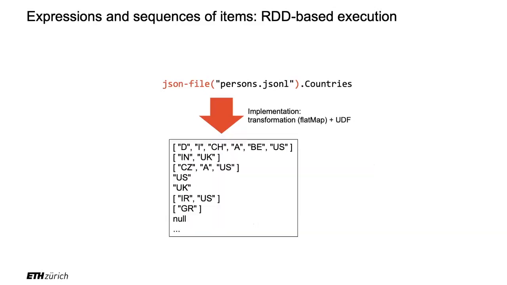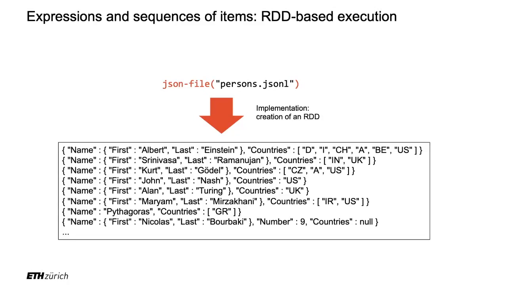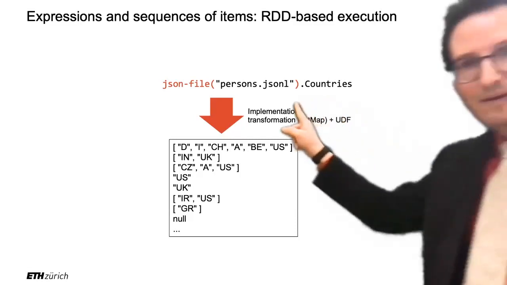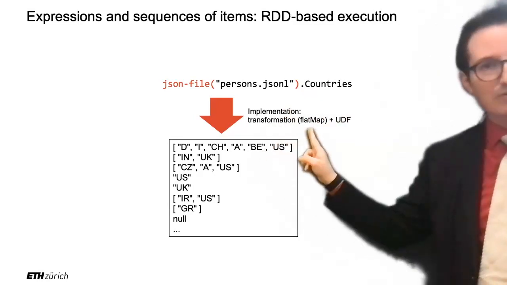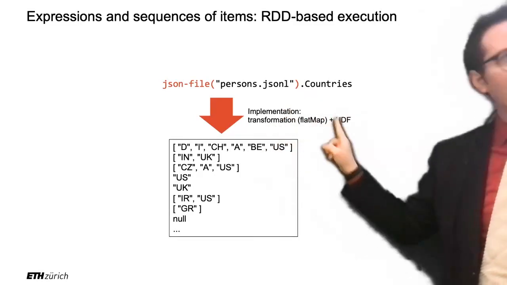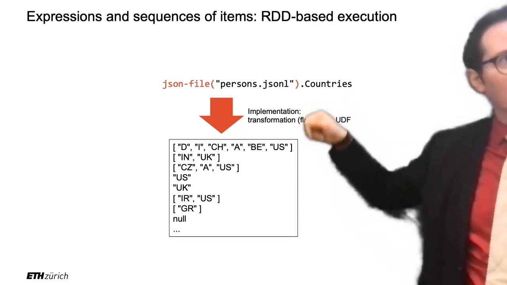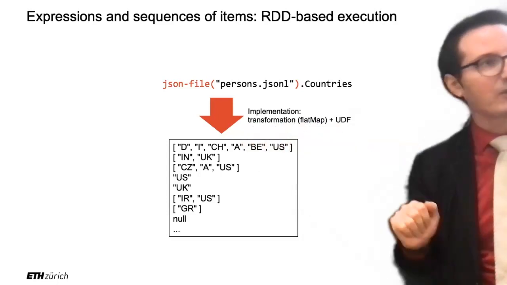Okay. So we create an RDD of items here. It's Spark, right? So now, how do we execute these dot countries? Imagine that I want to navigate there. Well, in Spark, I can just use a flat map. I put in the flat map a function that just takes the object and returns the values after country, right? And I get that, right? So I can implement this navigation right there with some Spark transformation, a flat map. UDF is just a fancy name for user-defined function. It's whatever you feed into the flat map as the way you map, right?